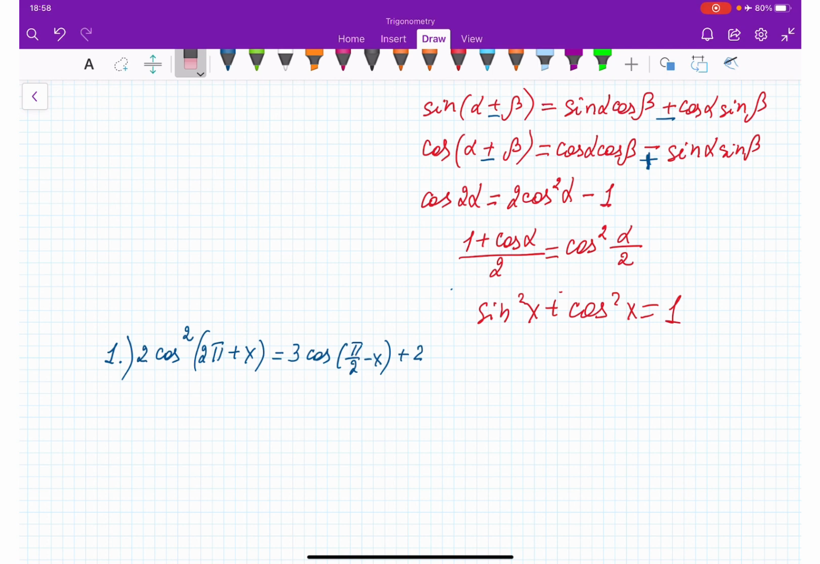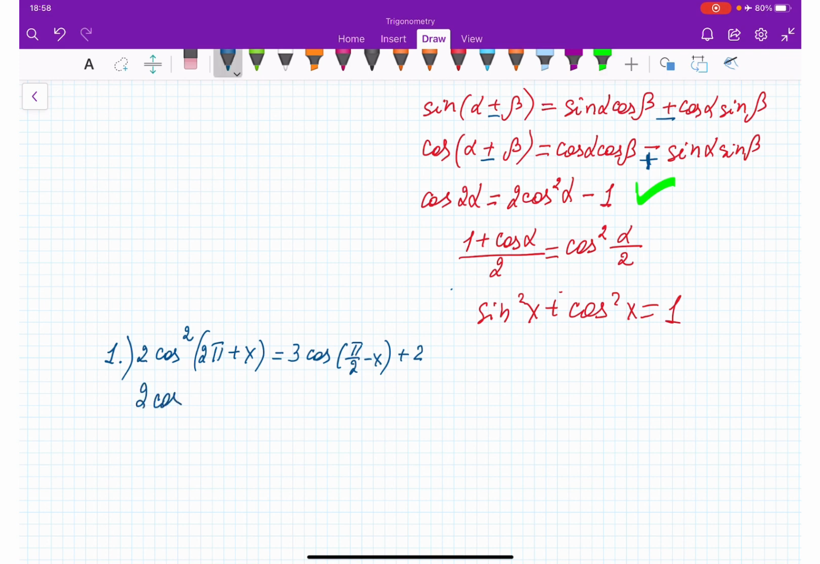And I'm comparing to this formula here. What am I missing here? I'm missing minus 1, right? To apply the formula, can I add minus 1? Absolutely. So this is what I will do.